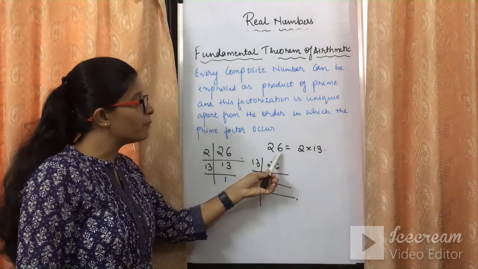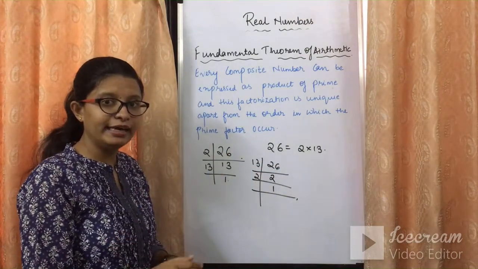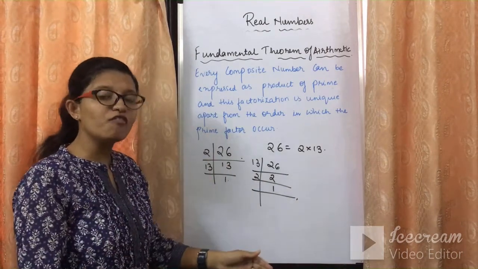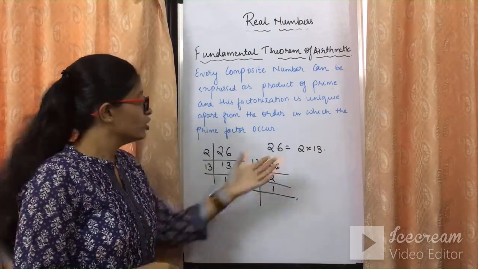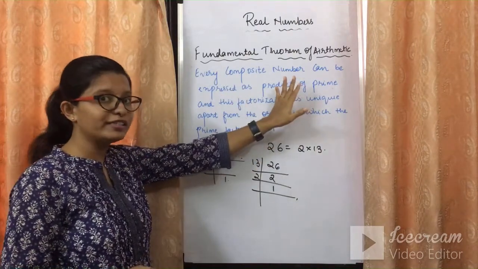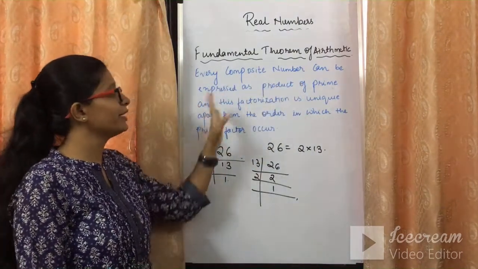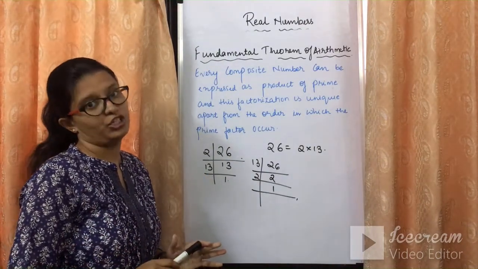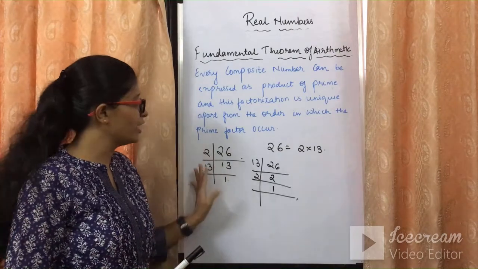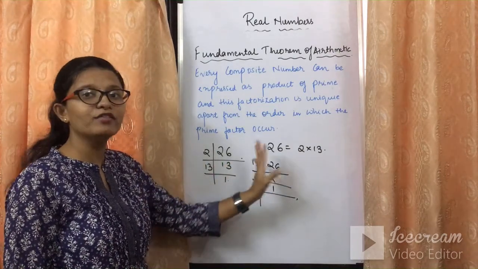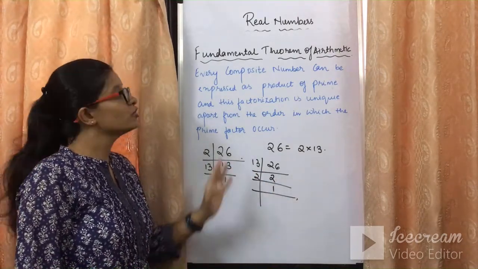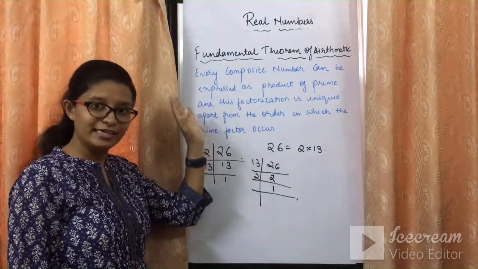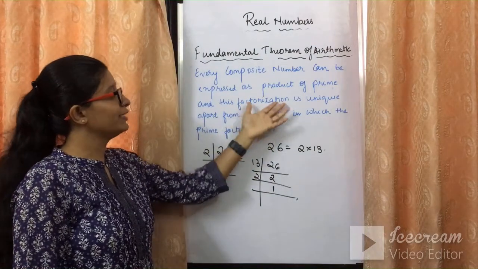So this is a composite number. The point to understand is how we can factorize a composite number and write it as a product of prime numbers. I hope the statement is now clear that every composite number can be expressed as the product of prime numbers, and the factorization is unique irrespective of the order in which the prime numbers occur. This is the basic fundamental theorem stated in your NCERT textbooks. So here the factorization plays the role.